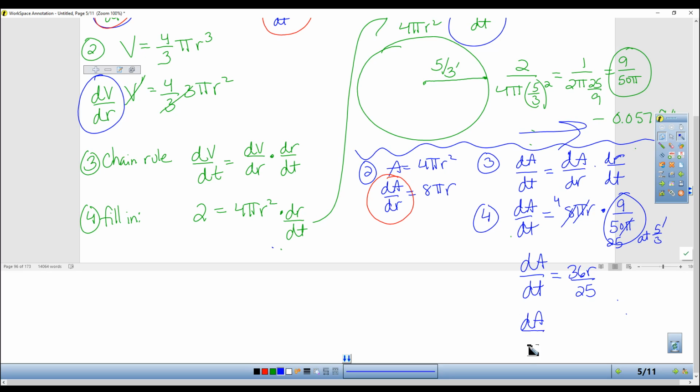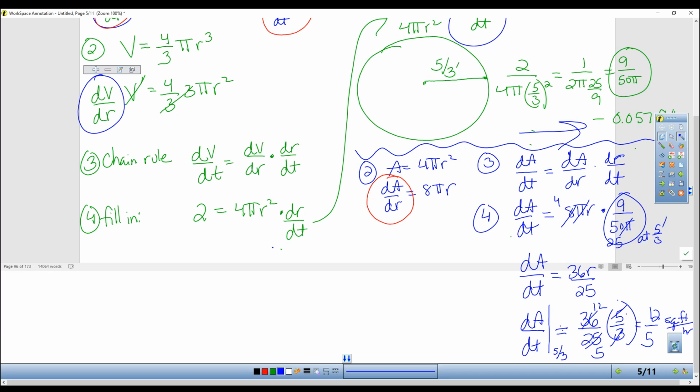So the correct way to do that is dA dt. You draw a line. You've probably seen your calculator do it this way. And then put the 5/3. That lets somebody know that you're plugging in 5/3 for r. So 36 over 25 times 5 over 3. These cancel, and you get 12 over 5. What's the unit on that? If it's area, hopefully you thought in your head square feet. And because it's dA dt, the area is square feet, but the time is in hours.